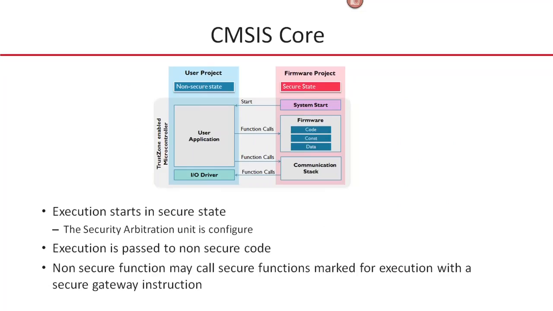Now, when an ARMv8 processor starts, it will boot in the secure state. As I've mentioned, the startup code will configure the security attribution unit. Once that's configured, we can pass execution to the non-secure code, and then in a simple model, our code runs in non-secure state, making calls into the secure code, which can access any function that's been marked as an entry point with a secure gateway instruction. So we can then easily link the two projects together to make calls from non-secure into secure state.